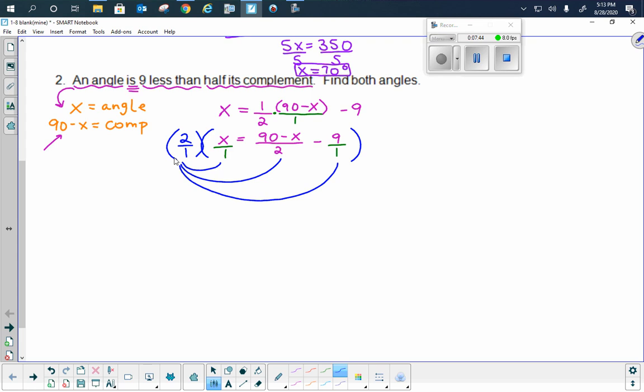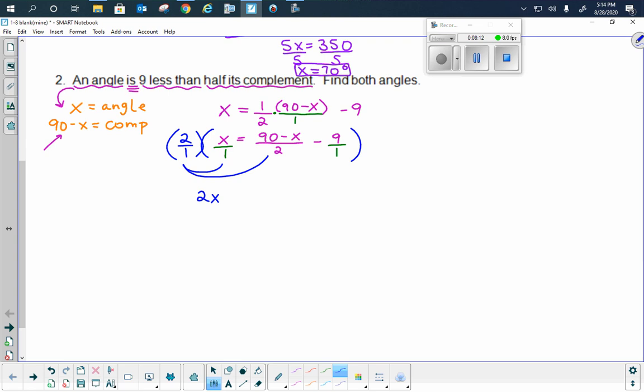Okay, so one at a time. Let me get rid of this. I'll just leave a lot of space in here since obviously you can't see me pointing to the board. Let's pretend I'm doing this part first. Okay, so here we go. 2 over 1 times x over 1 is going to give us 2x. I don't need to write the over 1. The next part, 2 over 1 times (90 minus x) over 2.